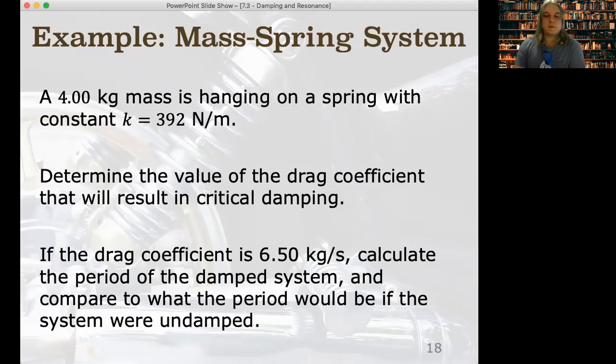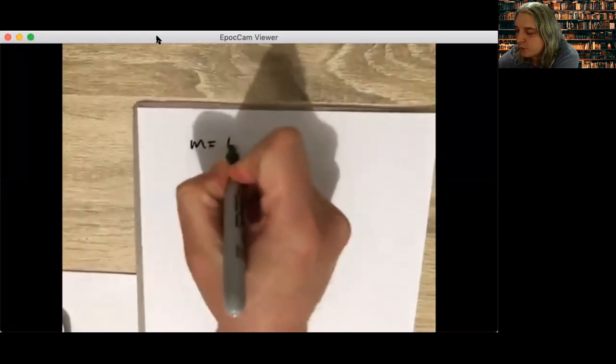All right, so we've got some working to do on this. We'll jump over to the document camera and we'll just have a think about this system. So as usual, first thing to do is to write out what we know. We have been told that the mass is 4 kilograms.